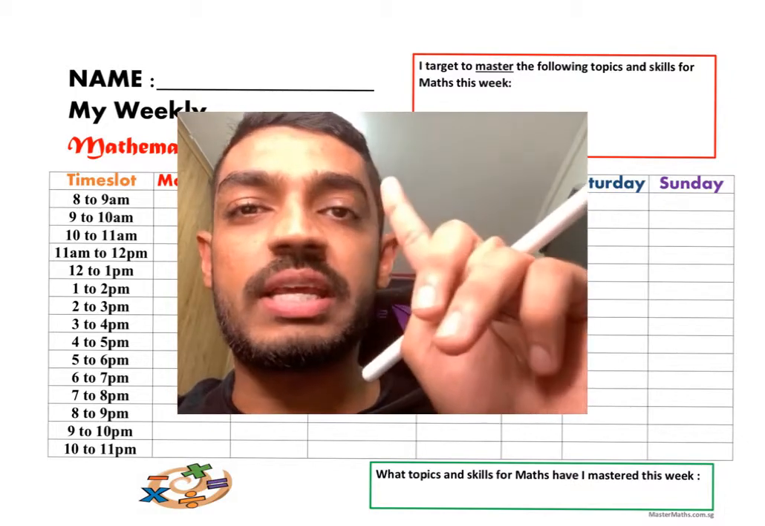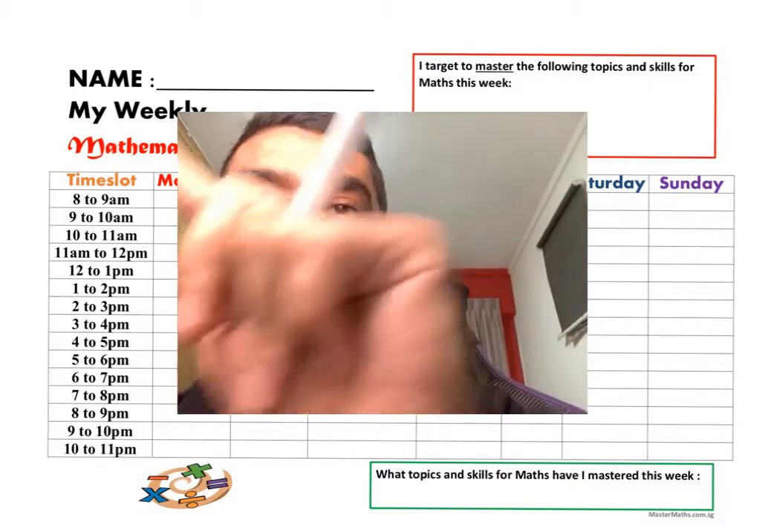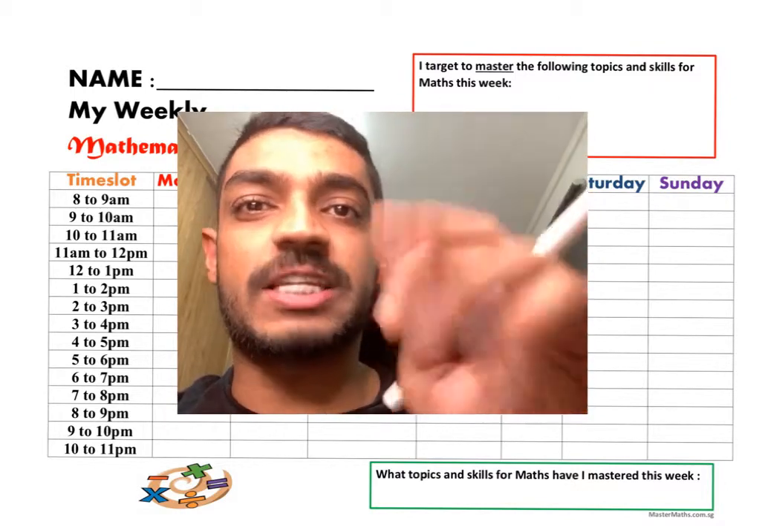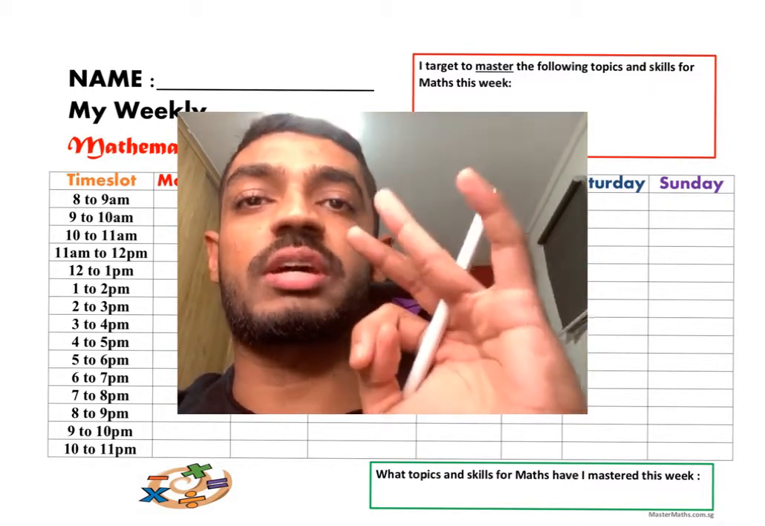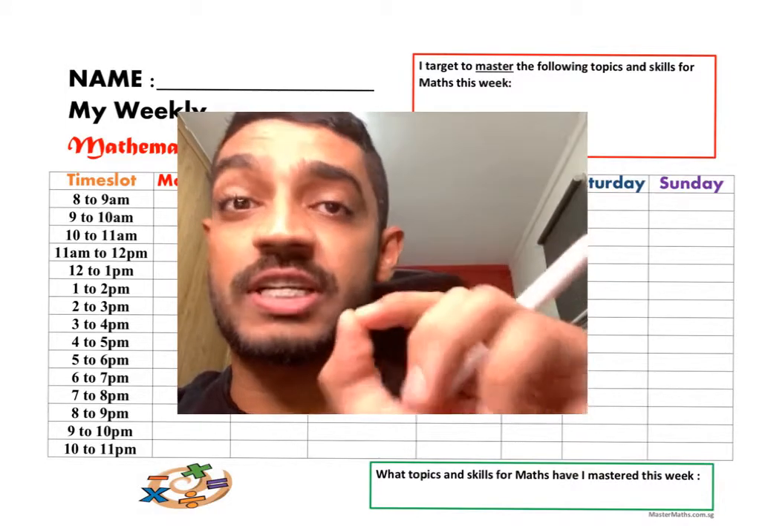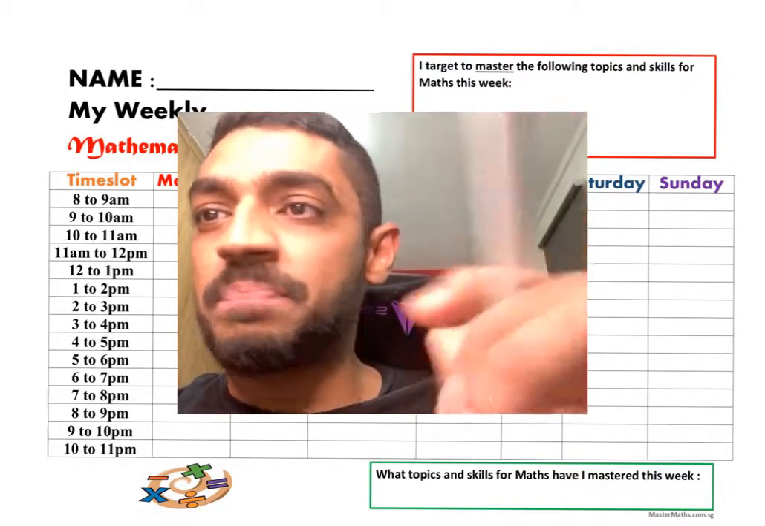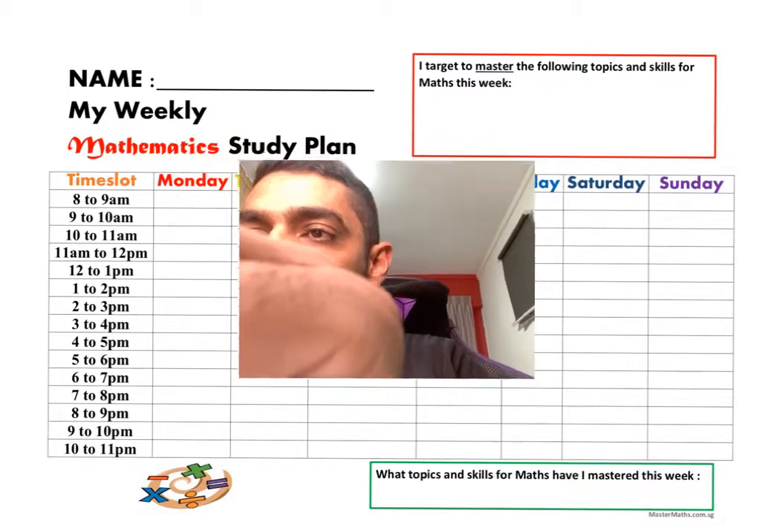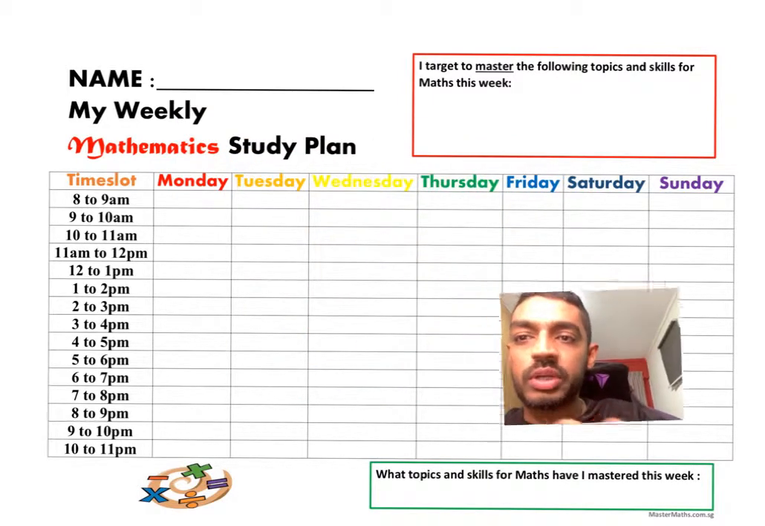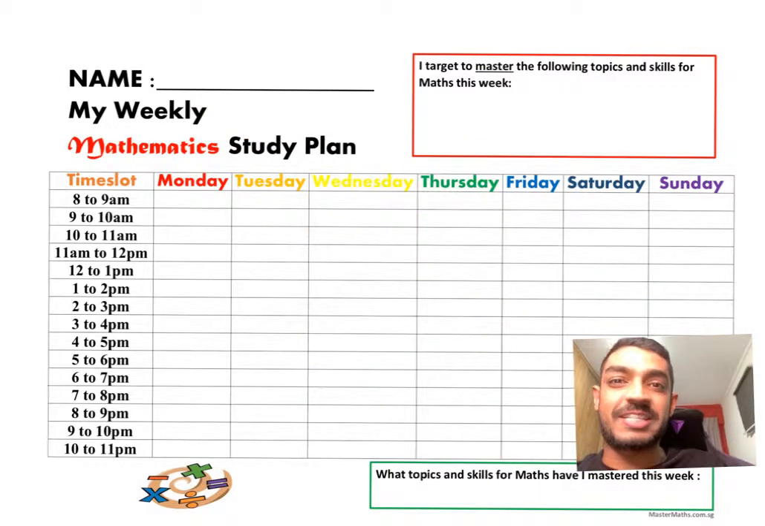One is the weekly maths study planner, which looks like this. And another one is the three typical maths questions that your child can expect, along with some solutions as well. Once you have that, let me discuss how we go about using this mathematics planner.